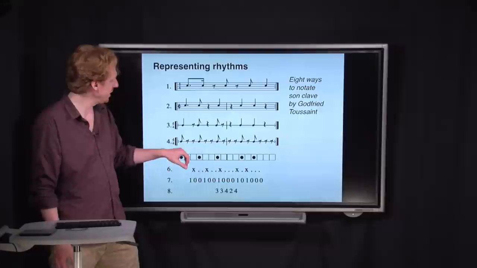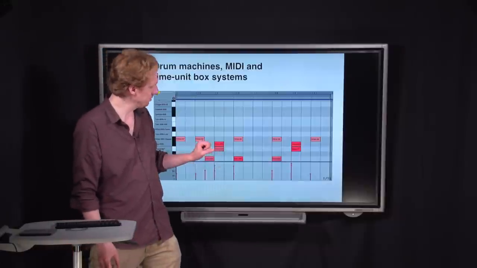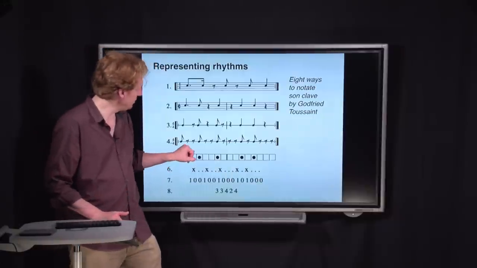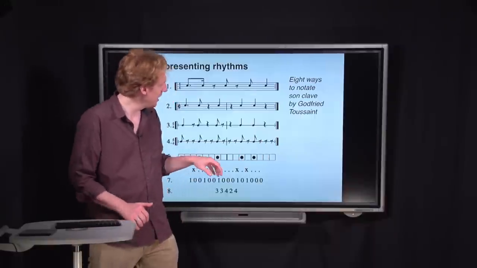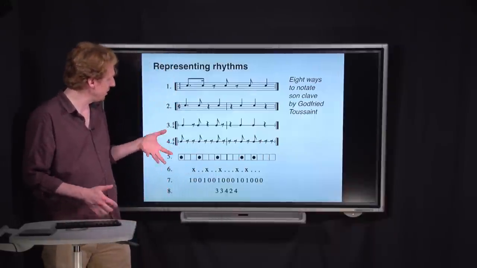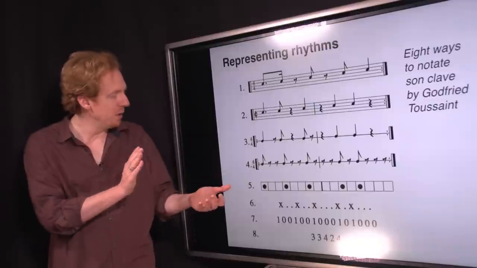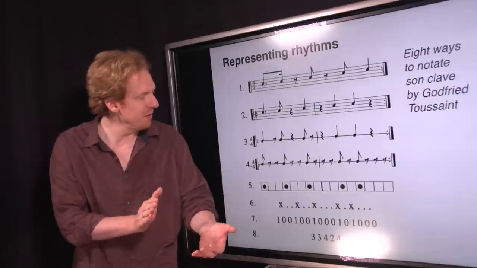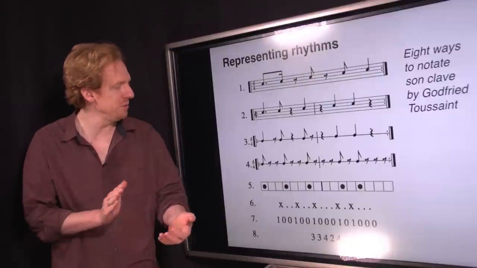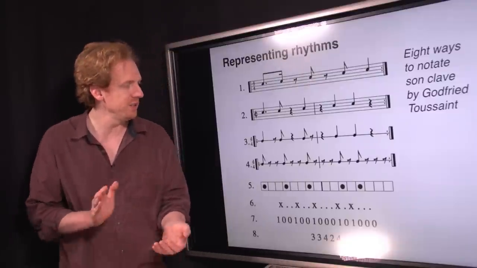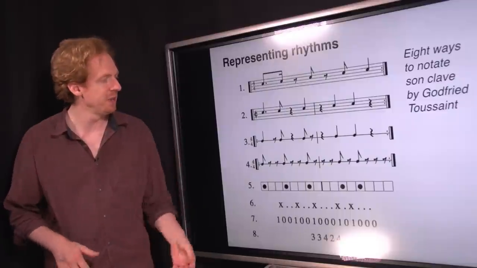So you've got 1 and 2 and 3 and 4 and 1 and 2 and 3 and 4 and. And the boxes that are filled have hits in them. So you've got 1 and 2 and 3 and 4 and 1 and 2 and 3 and 4 and.